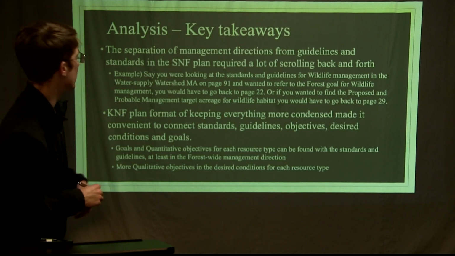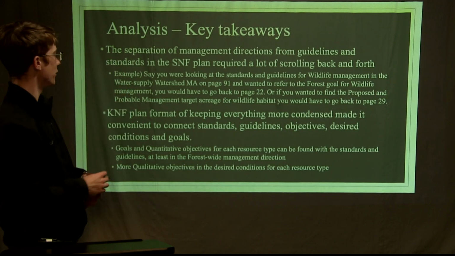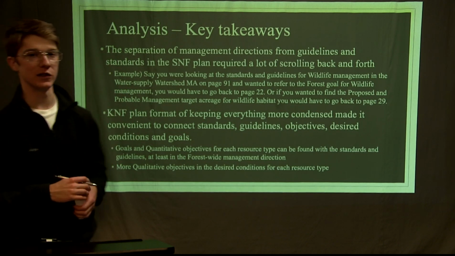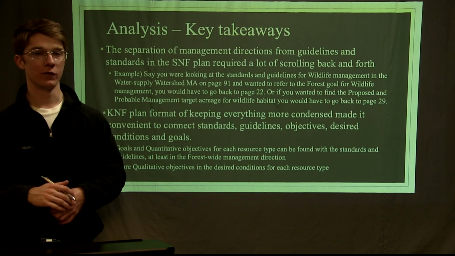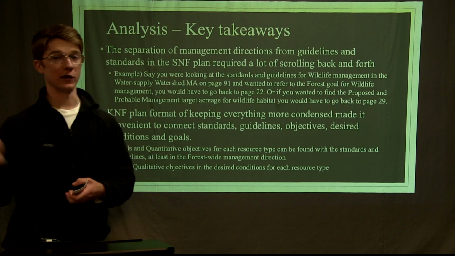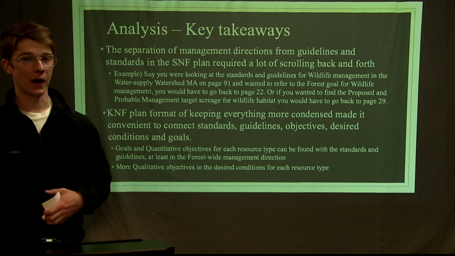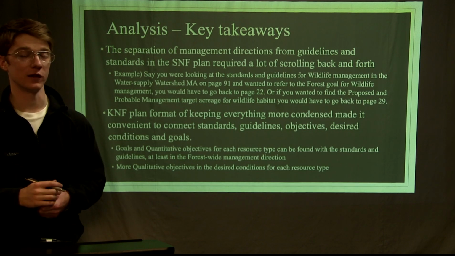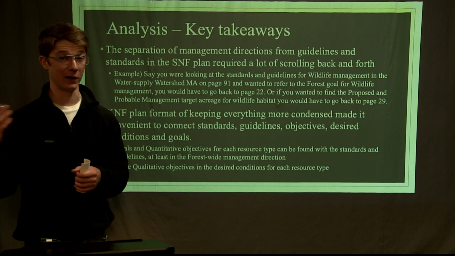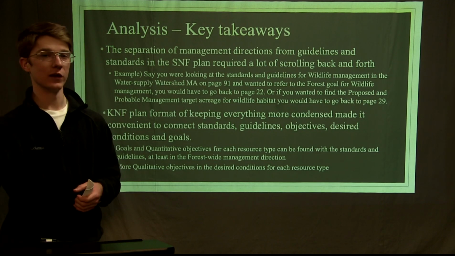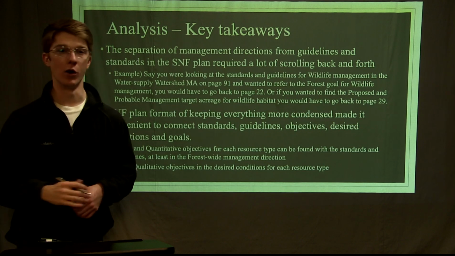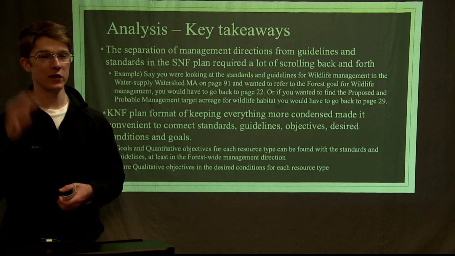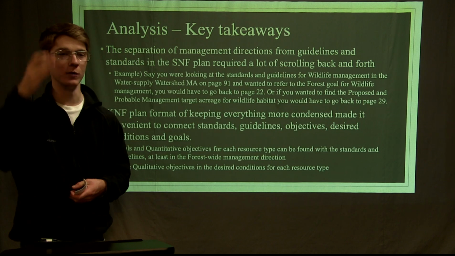In my example here, I'm looking at a specific management area on page 91, and if I wanted to refer back to the goal for wildlife management, I'd have to go back to page 22. Or if I wanted to find the proposed and probable management practice target acreage for wildlife management for that management area, I'd have to go to page 29 and then find the table and then find the wildlife habitat row in that table. So there's a little bit of navigating around, and it would probably be more the other way around.